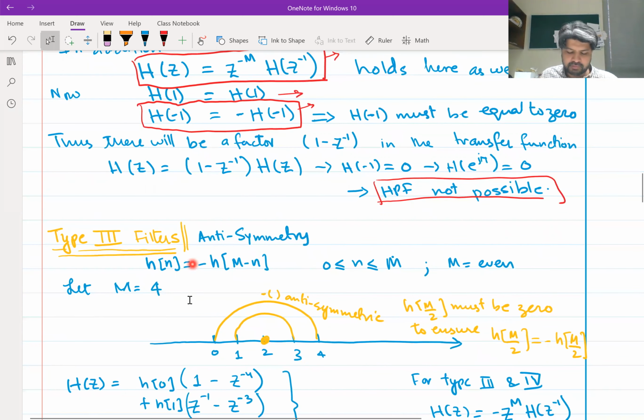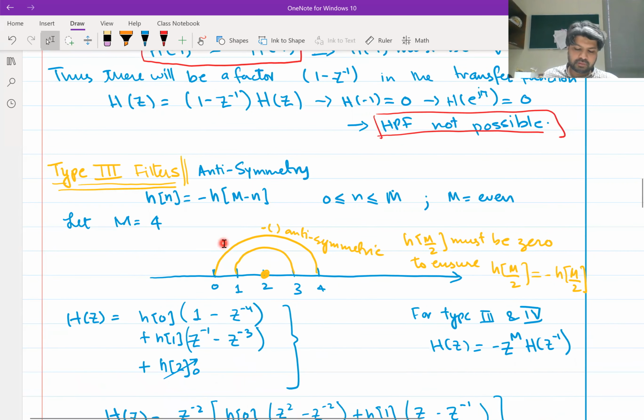Formula simple and similar हैं, लेकिन now the even symmetry would change to anti-symmetry. So while type 1 and type 2 were symmetric, even symmetric, type 3 and type 4 would be odd symmetric. That means h of n would be equal to minus h of m minus n, ठीक है, और m must be even, ठीक है, m must be even for type 3. So m even है, this means h of 0 must be equal to minus of h of 4, h of 1 would be equal to minus h of 3, और ये this must be equal to 0 so that it is equal to minus of itself, h of 2, ठीक है.